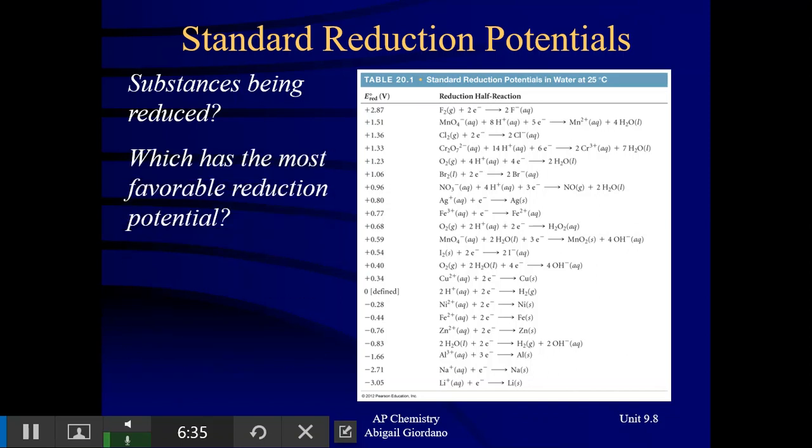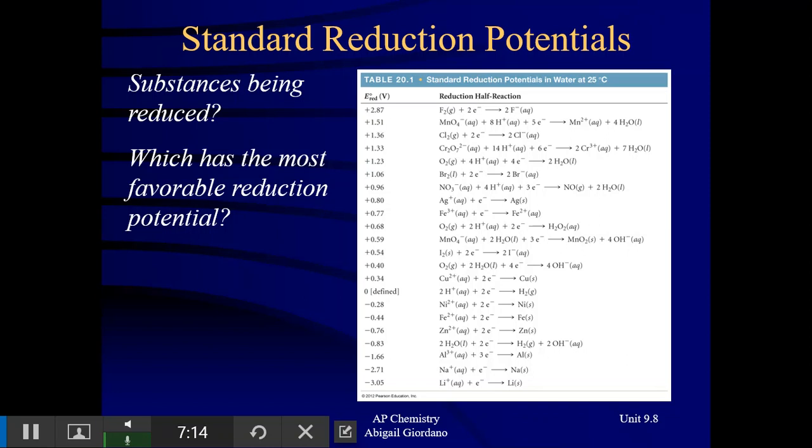Now, we're going to talk a little bit later today about favorability. Remember, favorability just means which reaction is the most likely to occur on its own, most readily. So the question says, which substance has the most favorable reduction potential? I'm going to say something to you, and we're going to flesh this out more later. But the more positive the potential, the more favorable that process is.